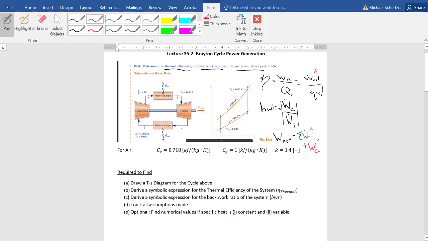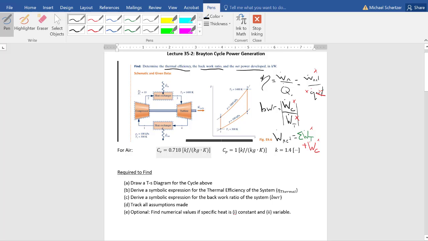Oh, this shouldn't be Q net. This should be Q dot in, but I don't know that, right? And again, I don't know the compressor power and I don't know the turbine power. So none of that's all that good. It's nice that I have an idea of how to solve this problem already, but I still have some work to do.